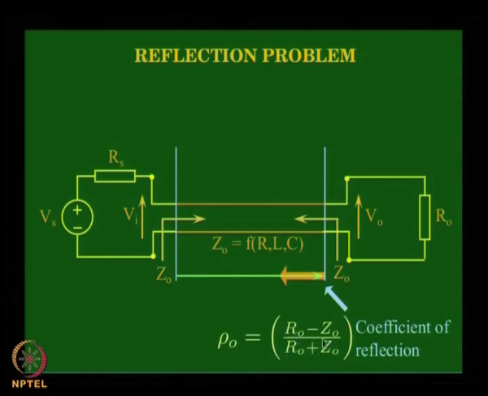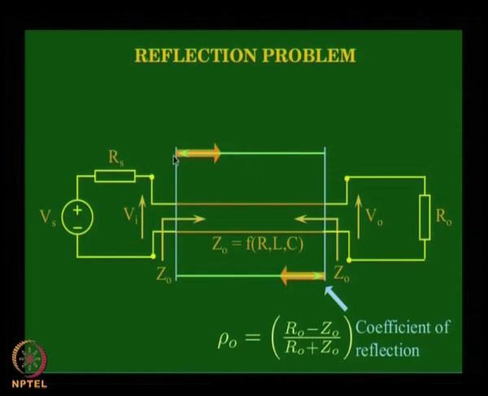Look at this here, the numerator R naught minus Z naught. If the load and the transmission line characteristic impedance both are matched, if R naught equals Z naught, then there is no reflection, the reflection coefficient becomes 0. So, impedance matching becomes very crucial when you are talking of transmission line effects and high frequency issues. Likewise, the signal that is reflected back from this side can get re-reflected, once again reflected back from the source side, and so on can keep happening.